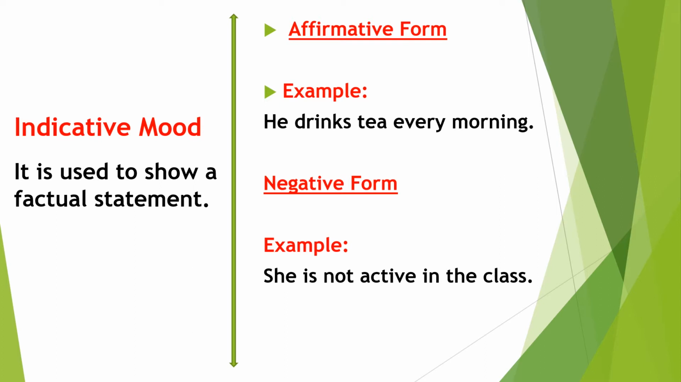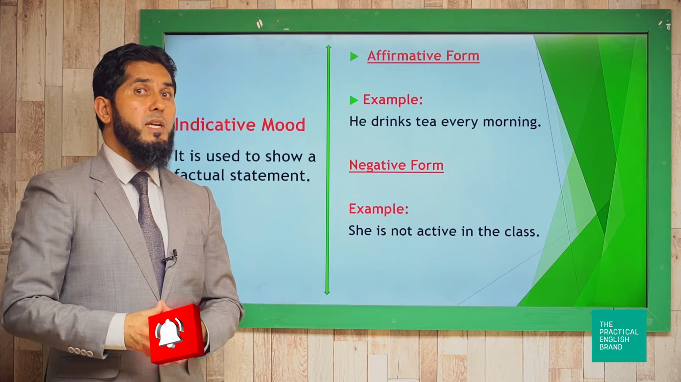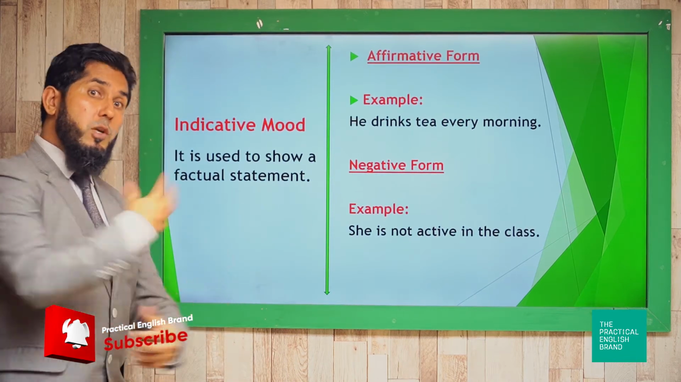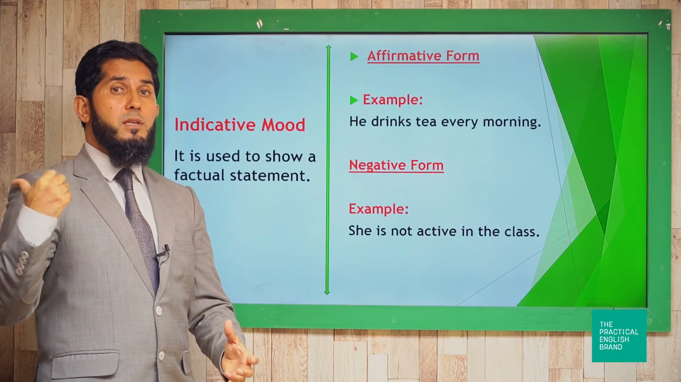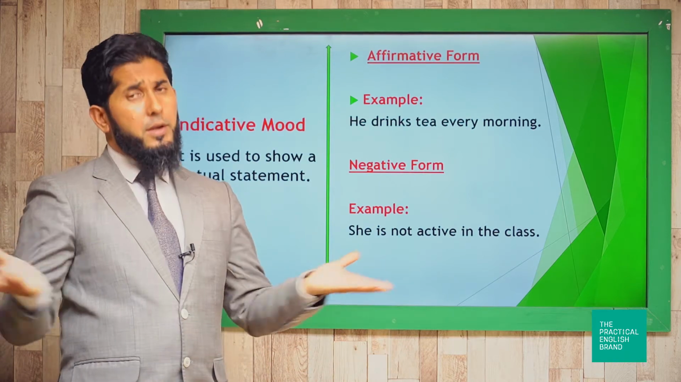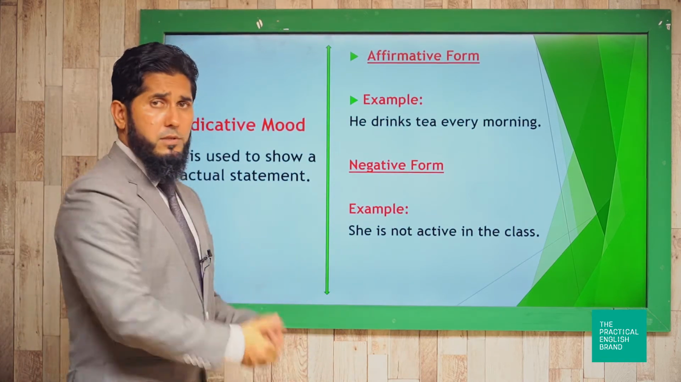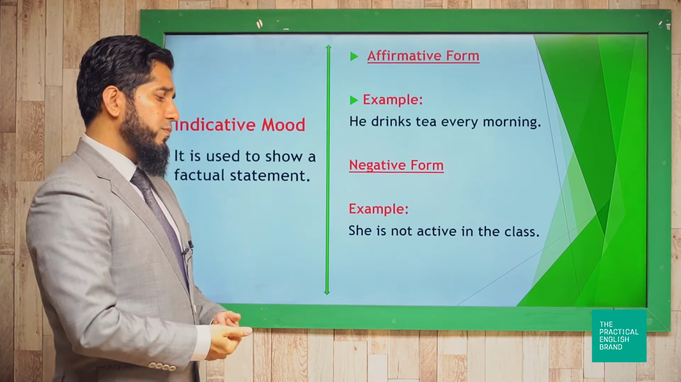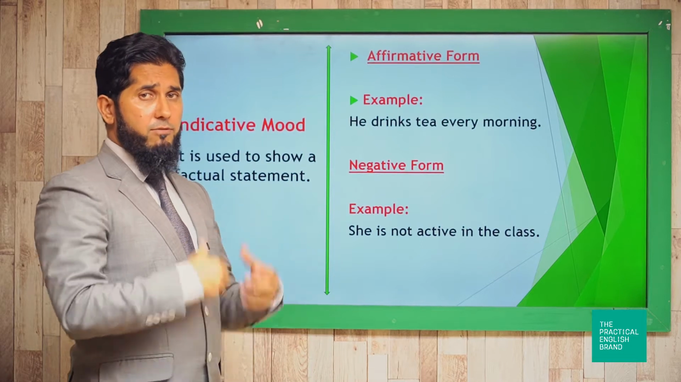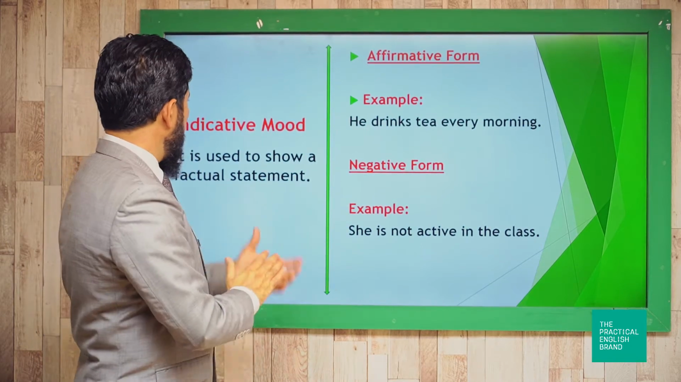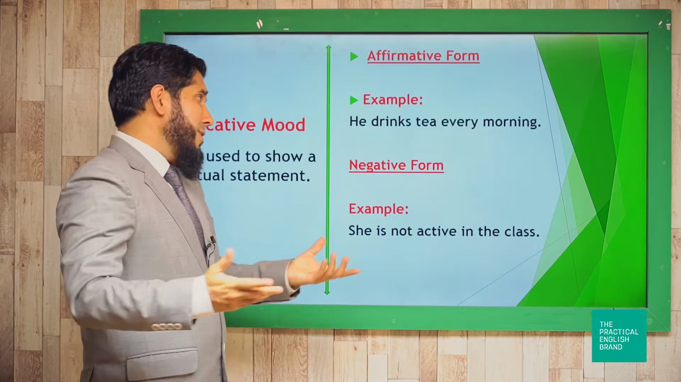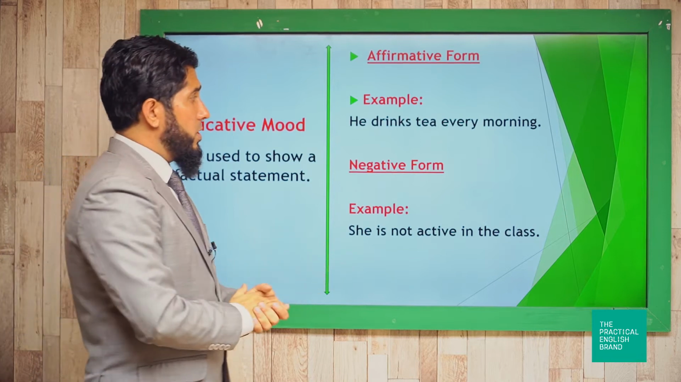It is used to show a factual statement. Whenever we talk about something factual, something that is true, or that is going to be true in the future, or that was true in the past. In this case, keep in mind that we can put all affirmative and negative sentences under this category. Whichever sentence talks about a factual statement, that is indicative mood. So the example: he drinks tea every morning. Now it's something factual, so tense doesn't matter.